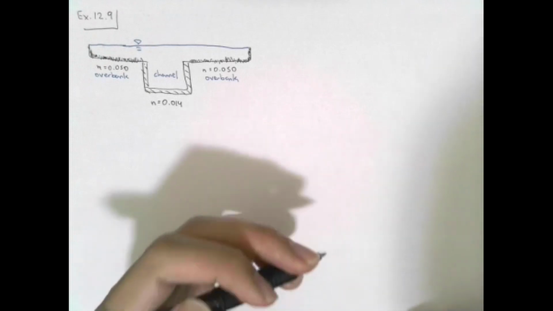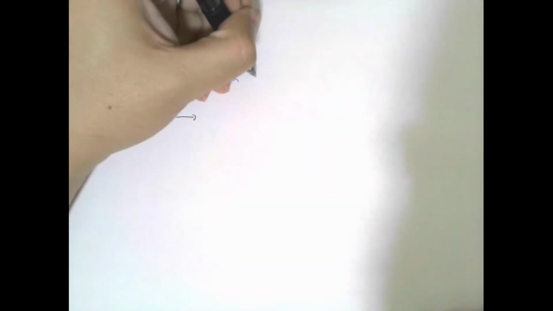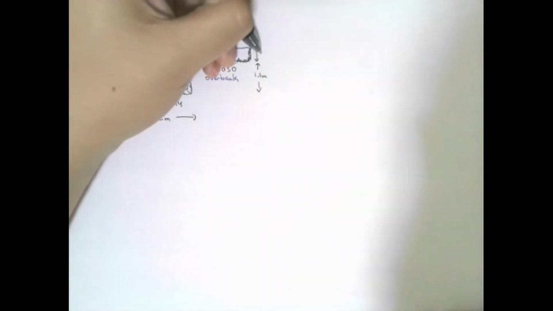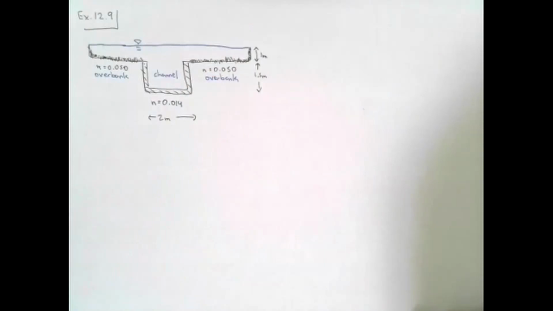We're given some dimensions, right? We're told that the channel has dimensions of 2 meters by 1.5 meters. And we're told that flow is actually 2.5 meters deep. In other words, the depth above the channel will be 1 meter. The overbanks themselves are about 5 meters long each. And that's our channel. And now we want to find the flow rate.